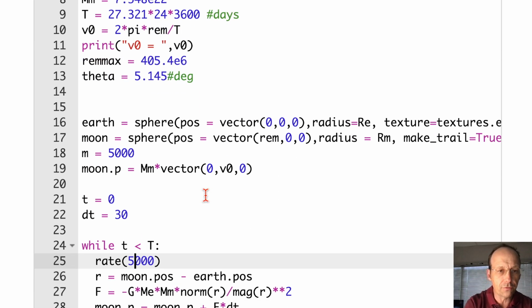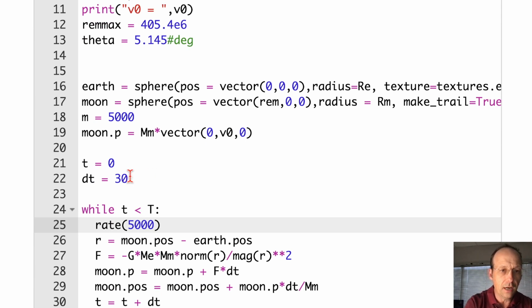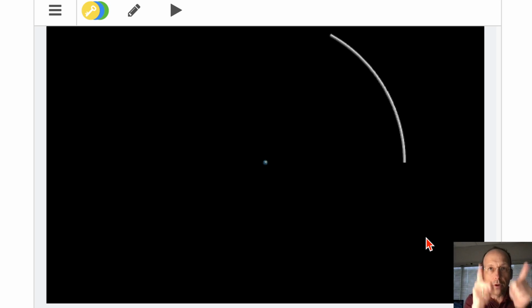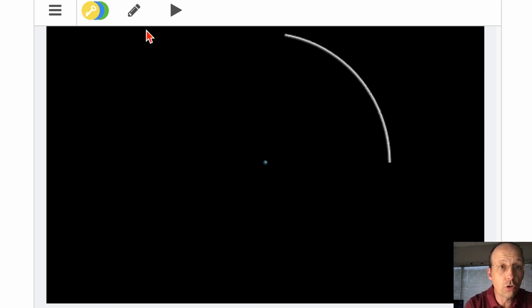So let me fix this real quick. Let's say dt is 100, and then I'm going to change this to 1,000. So it's 100 seconds, and then 1,000 frames per second. Yeah, okay. So we're all cool, right? Everything's cool. Everything's not cool. This is broken. This does not work. I'm going to show you why.